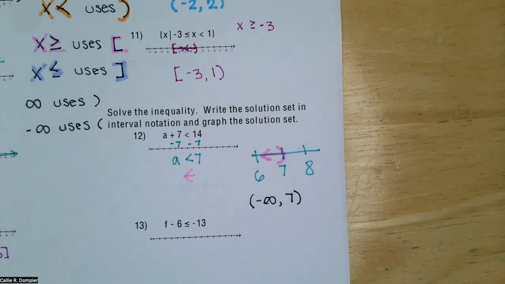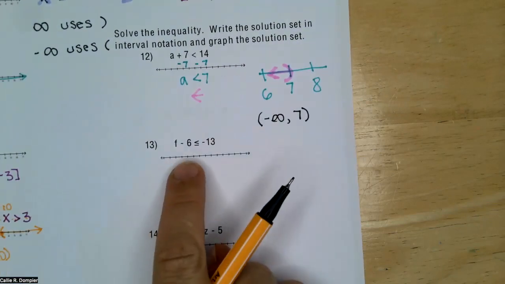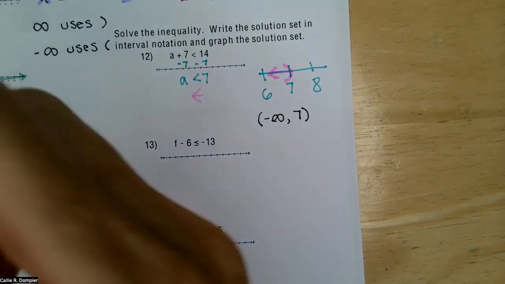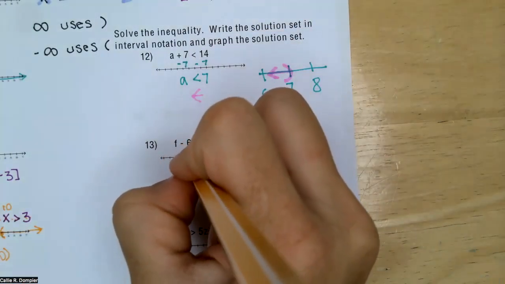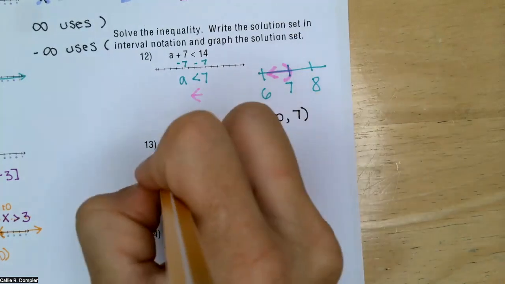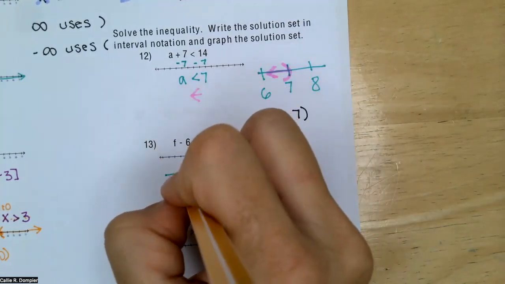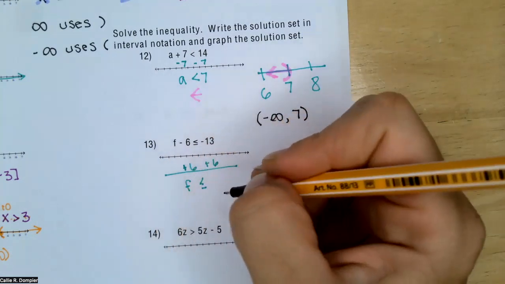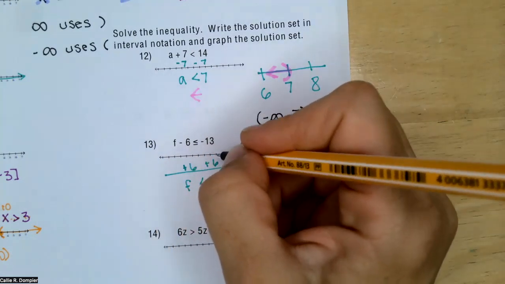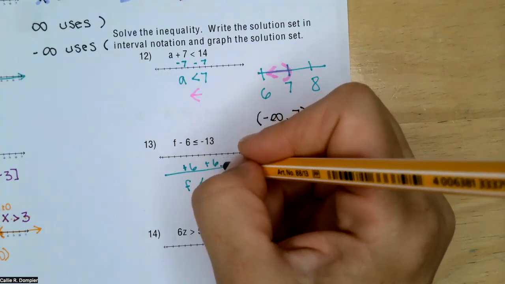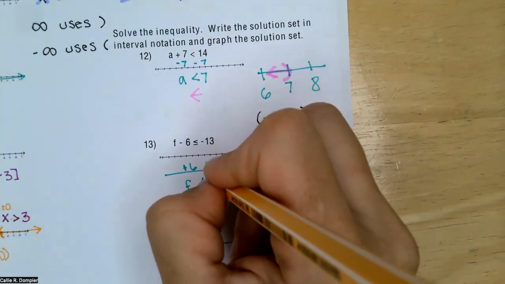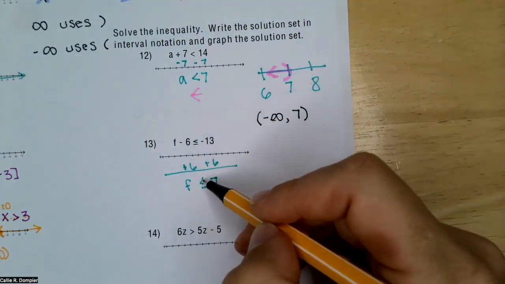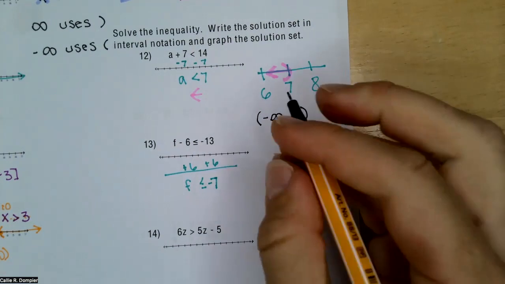Good. All right, here we've got f minus 6 is less than or equal to -13. Add 6. Add 6. F is less than or equal to -13 and 6. Those are two different signs, so we're subtracting. 13 minus 6 is 7, but the 13 is negative, so it would be a -7. F is less than or equal to -7.